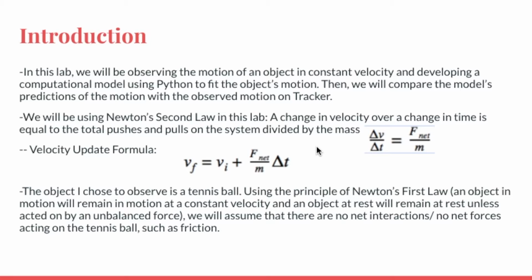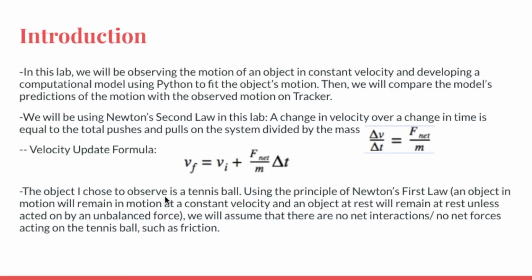We will be using Newton's second law in this lab, which states that a change in velocity over a change in time is equal to the total pushes and pulls on a system divided by the mass. And this is the formula for that. And we will also be using the velocity update formula in this lab, which is basically the same as this formula but just rewritten in a different way.